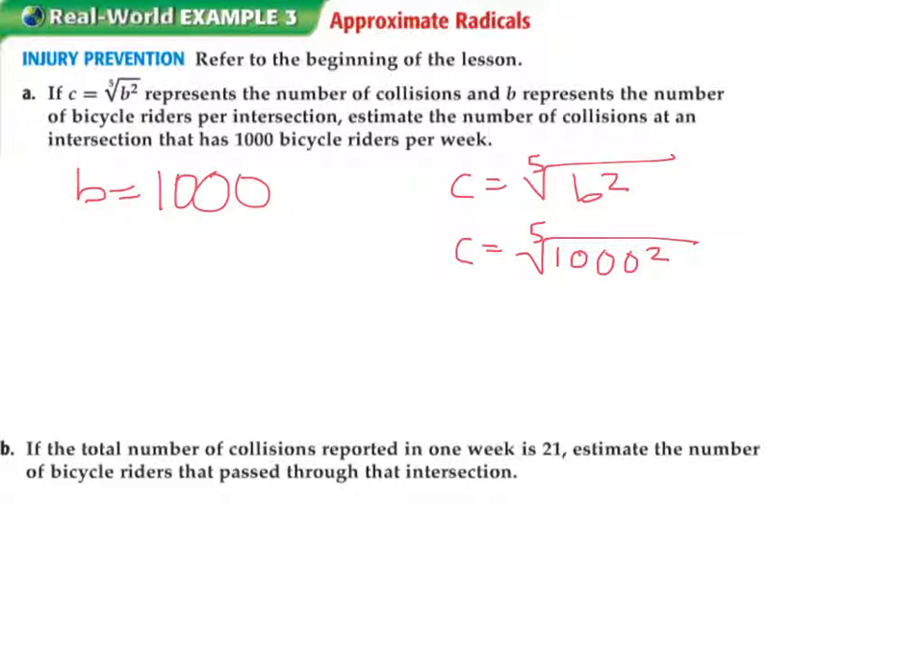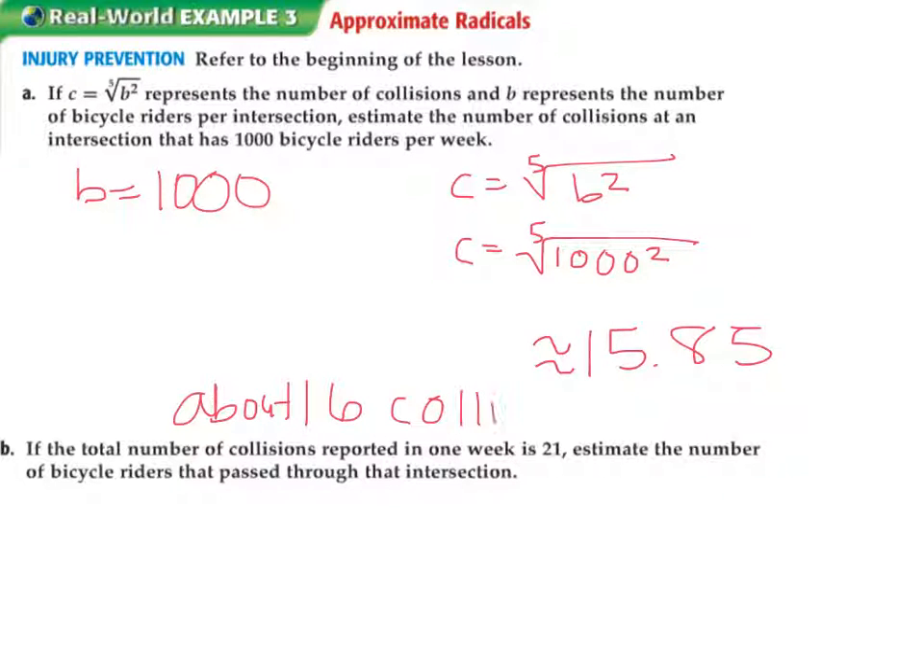Now, if we went ahead and solved this out, we could do 1,000 squared, which would be a very, very big number, and take the 5th root. I'm just going to tell you folks, if you have something this giant, you want to go ahead and use your calculator for this. And if we use our calculator to approximate this, we're going to get approximately 15.85, which means that there's going to be about 16 collisions per week. So we'll write that as our final answer, about 16 collisions each week.